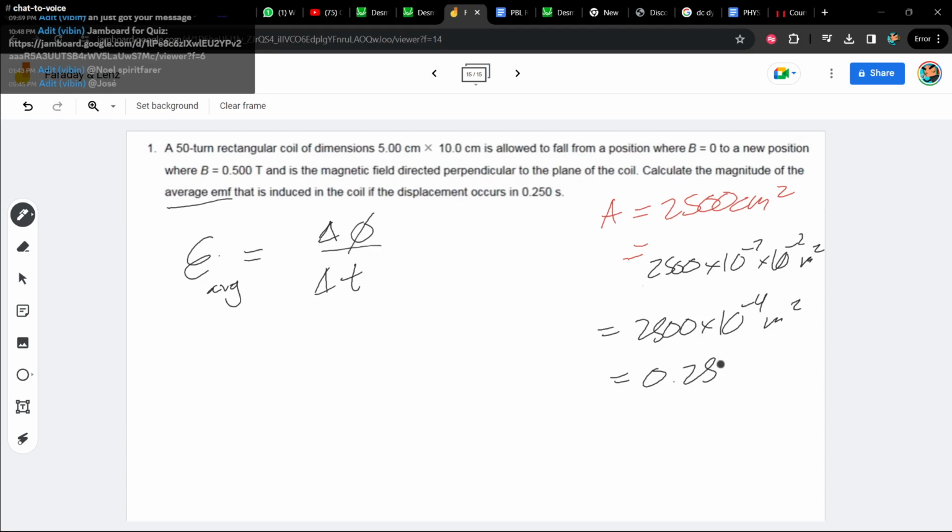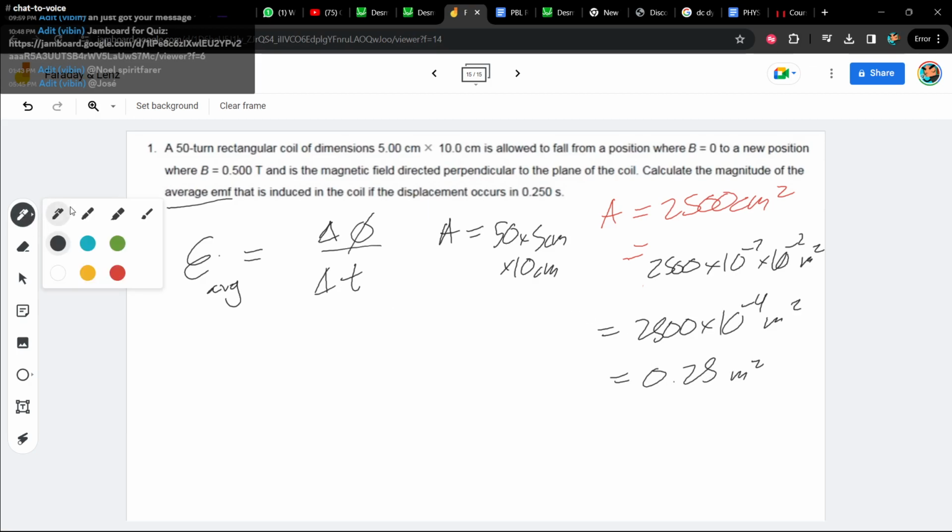For whoever's listening to this recording, if you want to know how to convert cm squared to meter squared, think of it as converting cm to meters twice because it's squared: times 10 to the power negative 2 times 10 to the power negative 2. That's your area in meters squared. Your area is not only 5 times 10, it is 50 times 5 cm times 10 cm because of 50 turns. Now we have your area, which is 0.25 meters squared.